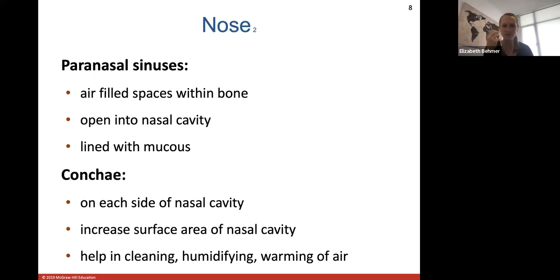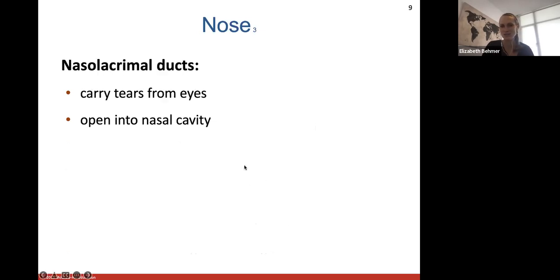They're filled with mucus. The concha then are on lateral sides of each nose. They increase the surface area of the nasal cavity, and they're also covered in mucus to help clean the air, humidify the air, and warm the air as it goes into the trachea and down into your lungs.